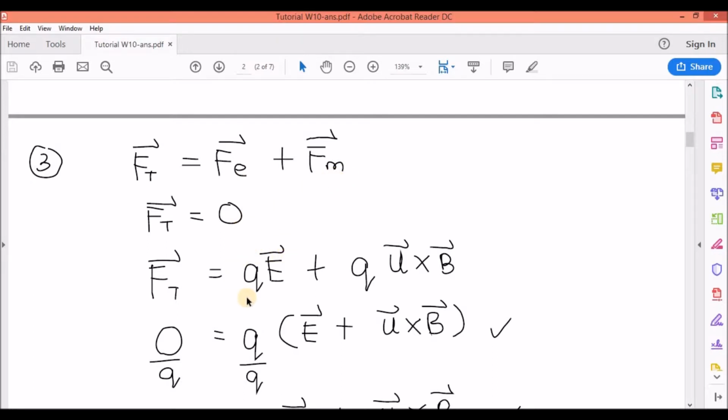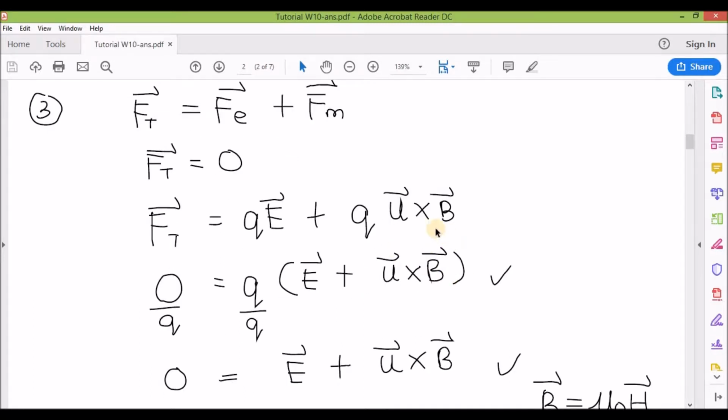So this one is the equation for the force due to the electric field, and this one is the force due to the magnetic field. Let's put both of them together by factoring the Q out. I bring out this Q, and inside the bracket I will be left with E plus U cross product B.